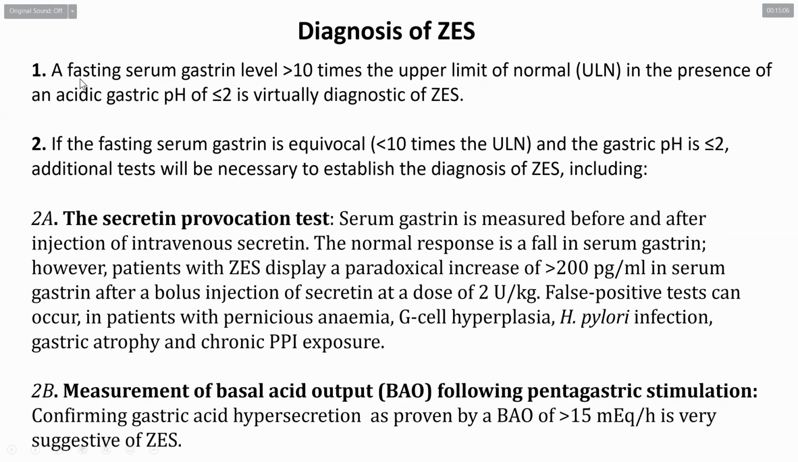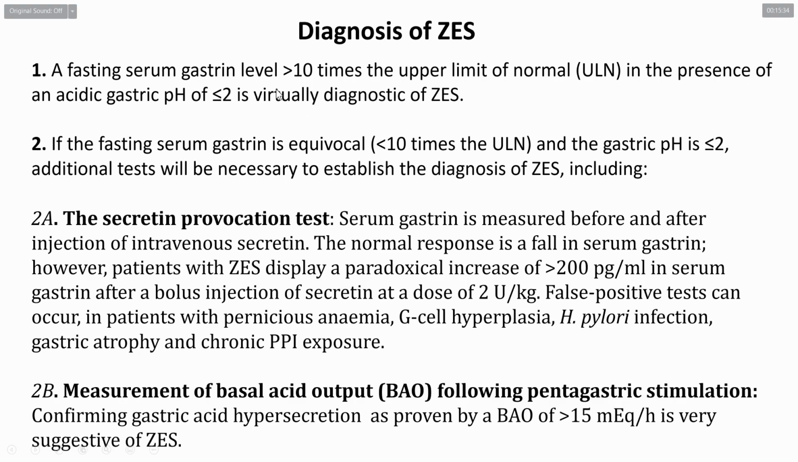The most common way, we do a fasting gastrin level. If it's more than 10 times the upper limit of normal, and at endoscopy, because this could be due to PPI, right? So you do an endoscopy, you do a pH study on endoscopy, and it's very acidic. If it was PPI, it should be neutral here or almost alkaline. So that on its own is diagnostic.